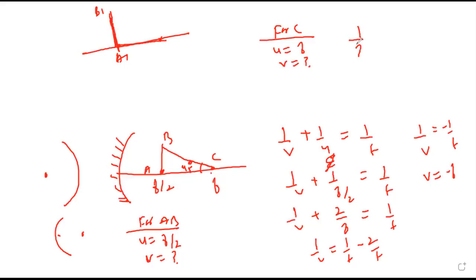So 1 upon F is 1 upon V plus 1 upon U. That means 1 upon F will be equal to 1 upon V plus 1 upon F. That is, V will become 0. V will be 0 means it will be at this point, here only at the mirror. So this way you will get the image, but double, correct?